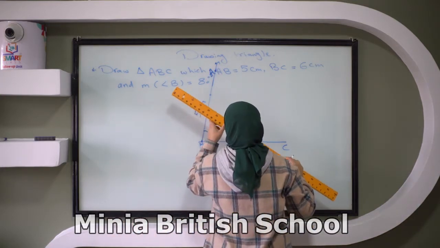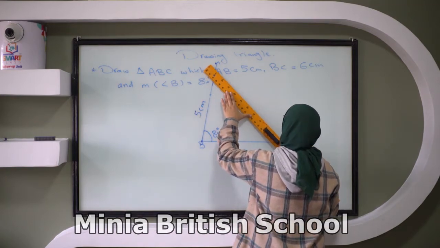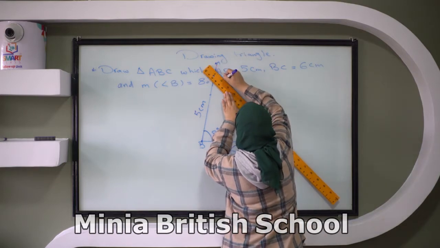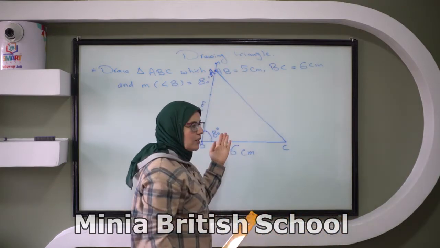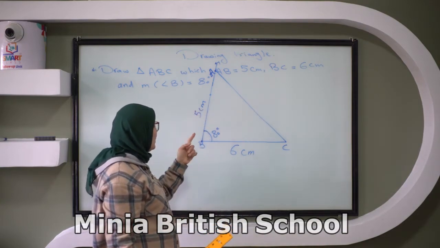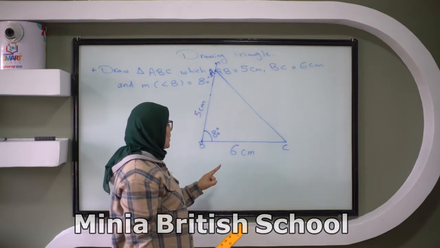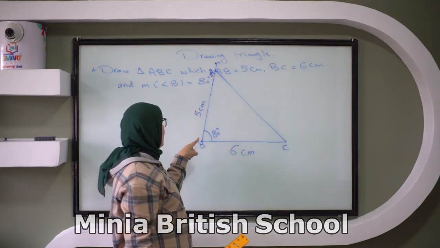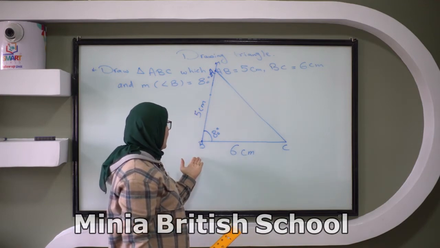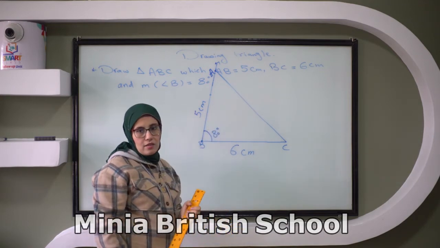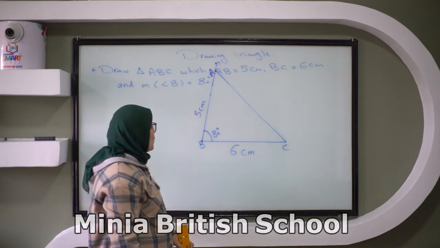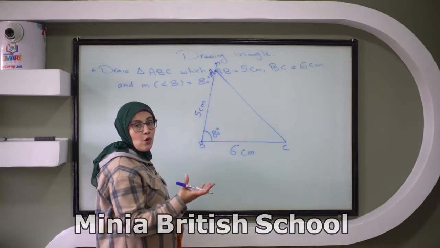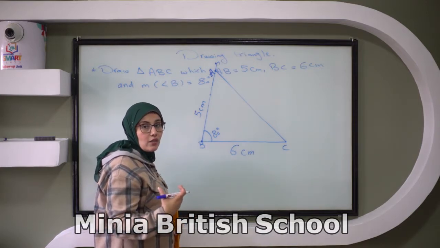I will join this vertex with the other vertex. That's it. This is our triangle. So now I have a triangle ABC, in which BC equals 6 centimeters, AB equals 5 centimeters, and angle B equals 80 degrees. That's it.